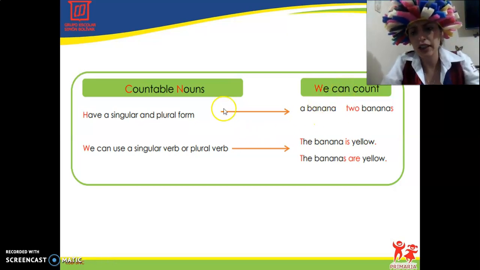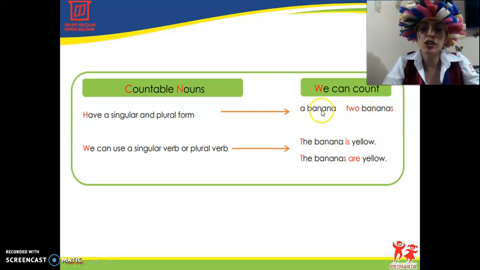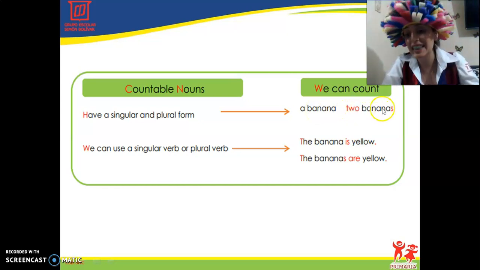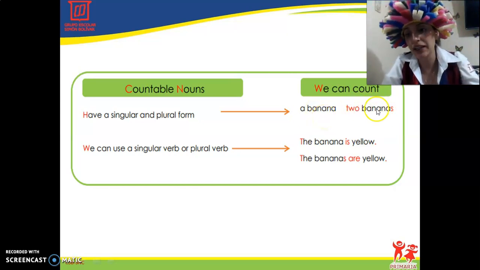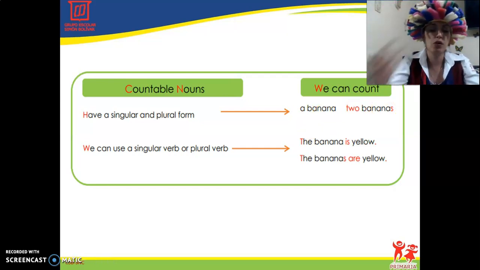It says a banana, 2 bananas. So here is singular, a banana, 1. 2 bananas. The word bananas. Okay. Banana, 1. Bananas, plural. Okay. 2, 3, 4, 5, etc.